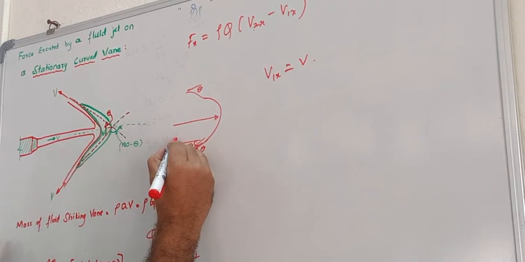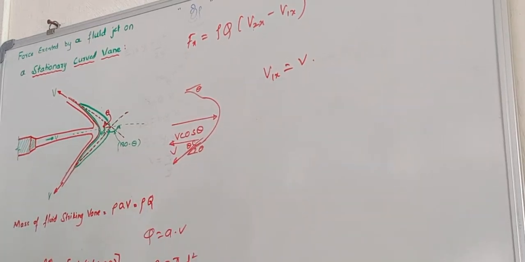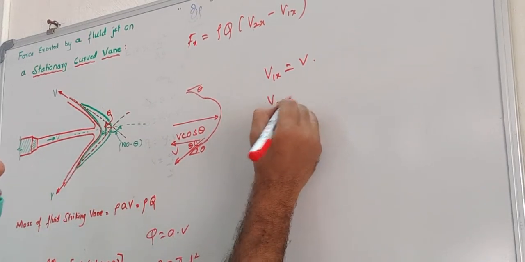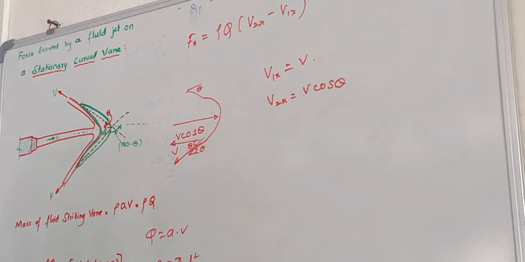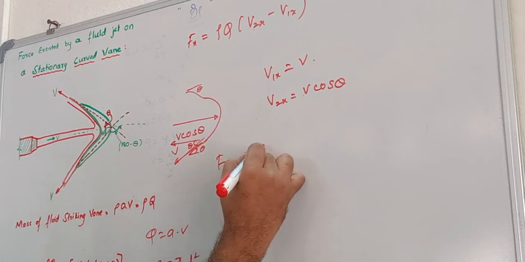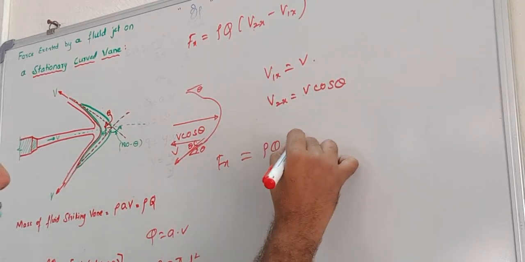The component in the x direction will be equal to V into cos theta. I have already written it here, but I am just explaining it again. So what will be V2x here? V2x will be equal to V into cos theta. Is it done? Now going back to this equation, I will substitute all of this. Fx equals rho into Q into V2x, sorry, V1x means what? V.